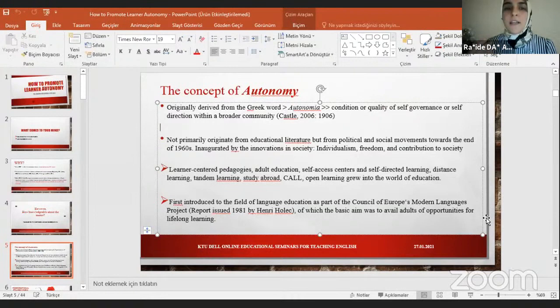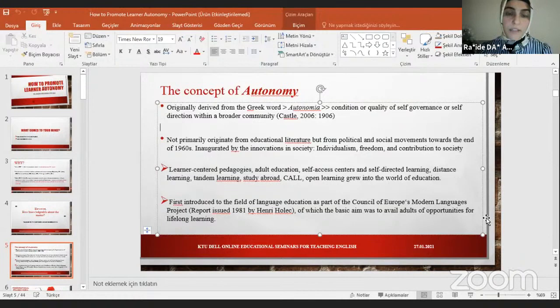Learner autonomy is primarily suggested for adults who are confined or who had some kind of difficulty having access to institutionalized education. So it happened, and adults were provided some different ways to learn, to improve their knowledge outside of the classroom. So we can say that the concept of learner autonomy was first primarily suggested for out-of-class learning. Within time, it's changed, and it came to us in an institutionalized way of learning and teaching.